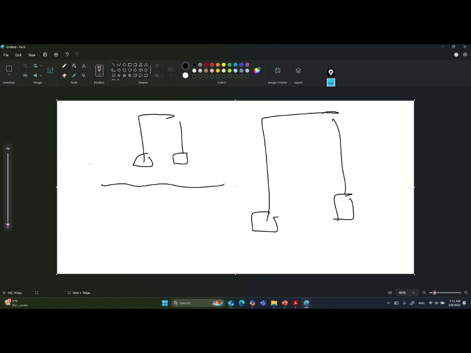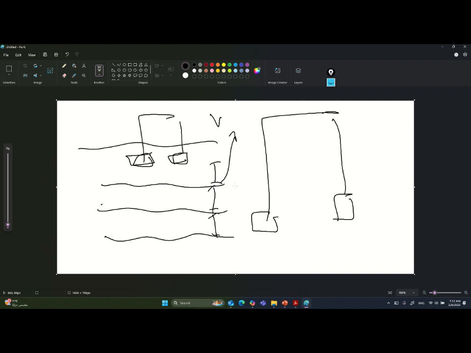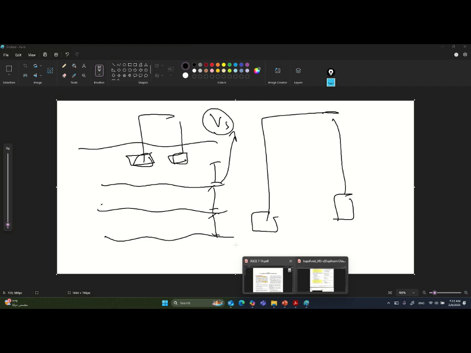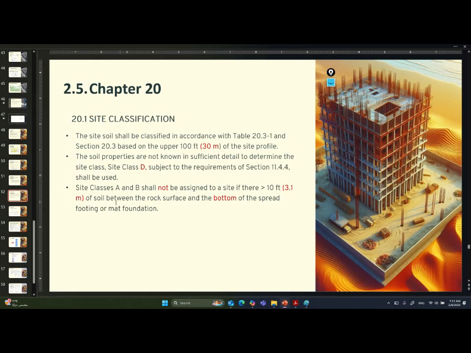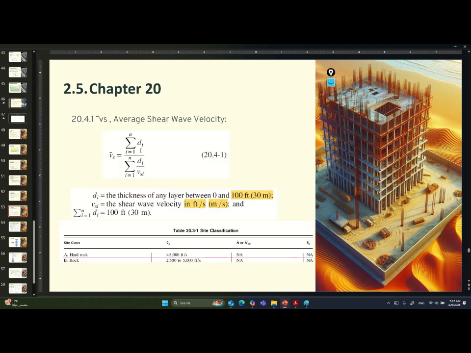I will give you, let me draw again. So you have site class here. He will give you regions of site class, so you are able to calculate the Vs as we will see now. So it's an important note to consider. Here we will only focus on how to calculate the average shear wave velocity.